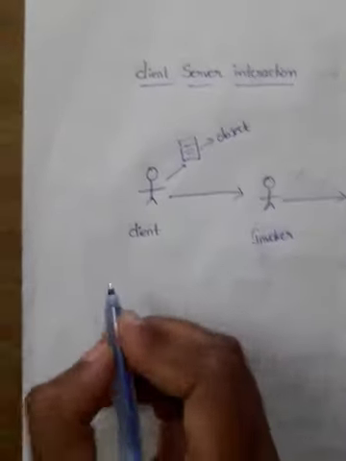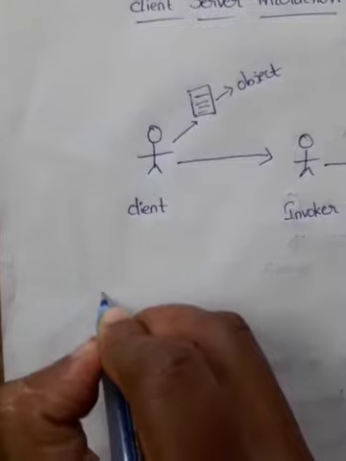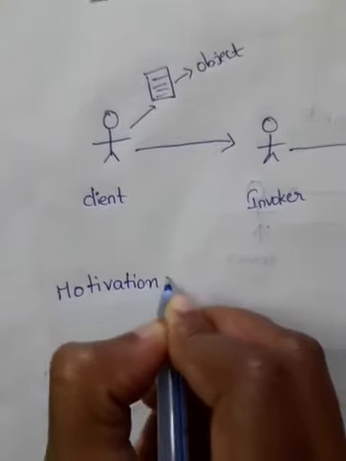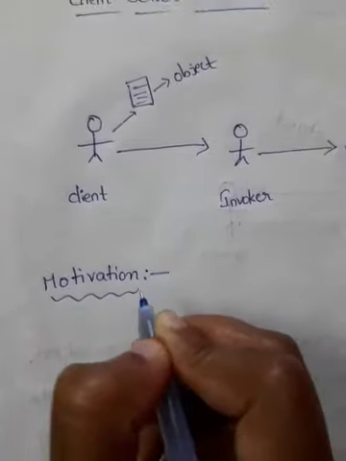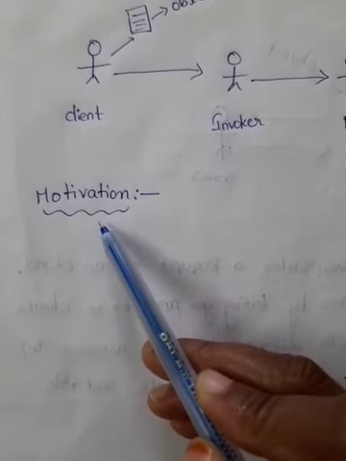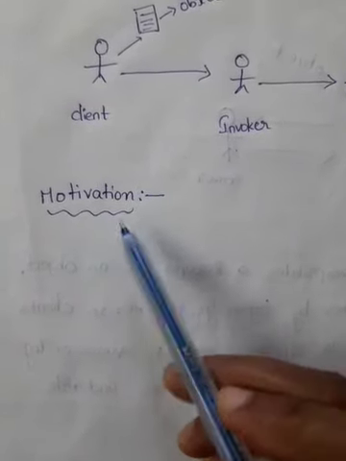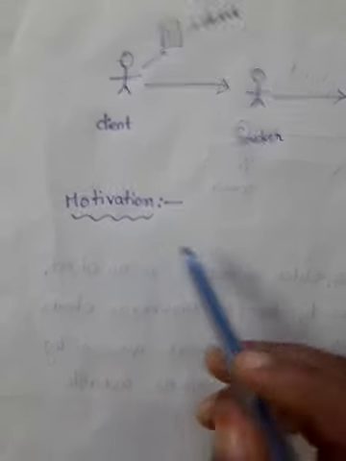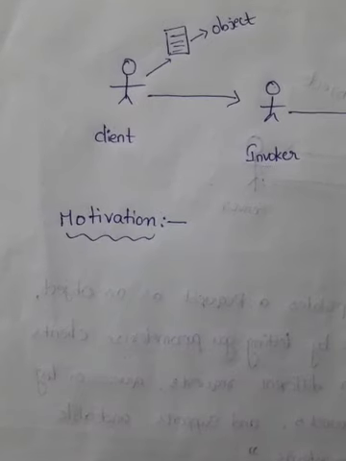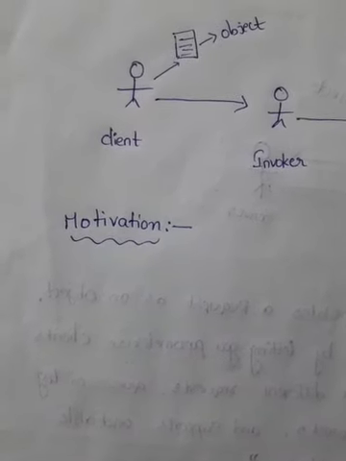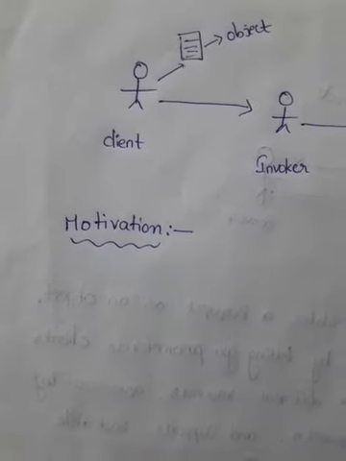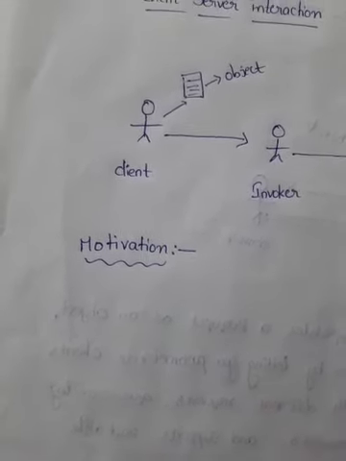Coming to the motivation, in this motivation we will speak about the problem that has occurred and how that has been solved by using this command pattern. Sometimes it is necessary to issue a request to an object without knowing anything about the operation being requested or the receiver of the request. Let us consider an example diagram for this motivation.